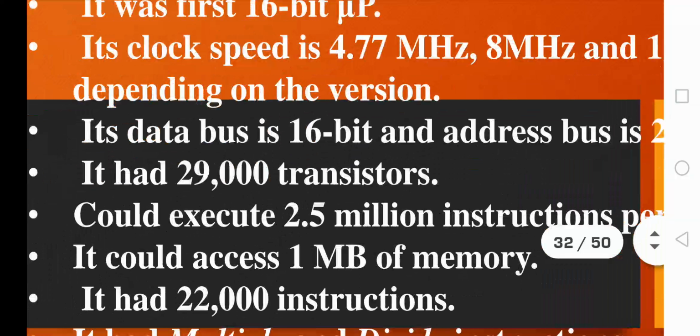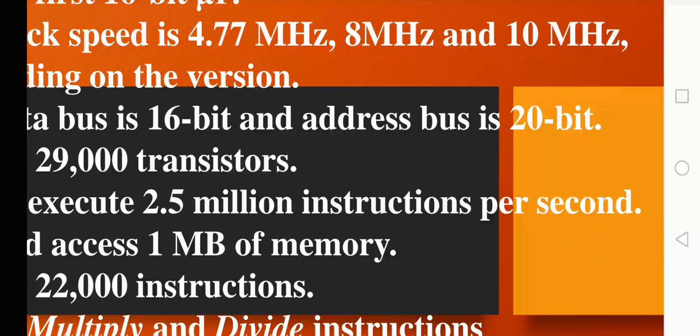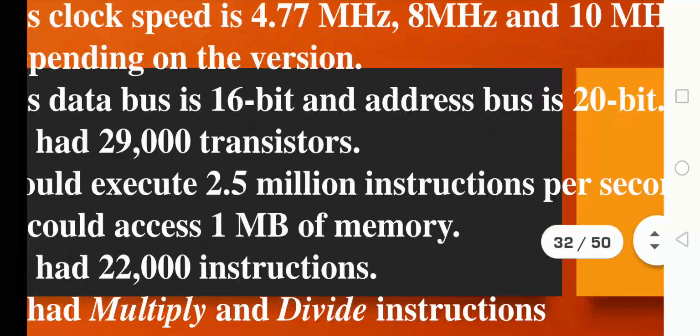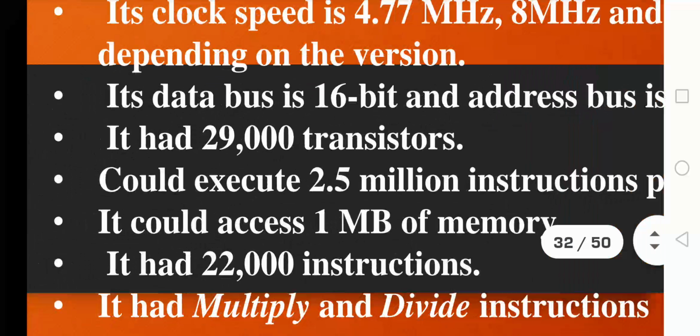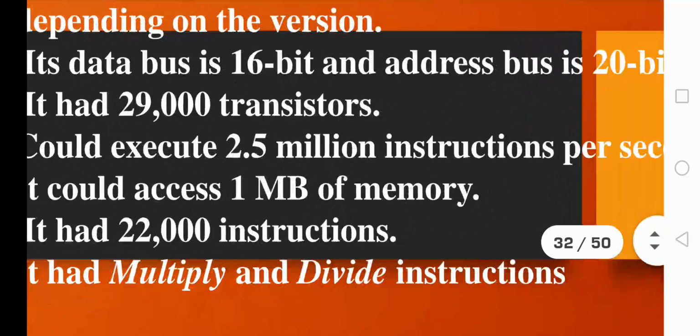Okay, the data bus capacity is 16-bit and the address bus capacity is 20-bit. All those things regarding this bus structure we'll be studying in the upcoming videos. So simply be aware that the 8086 microprocessor has a 16-bit data bus and a 20-bit address bus. And for the fabrication of this 8086 processor, they used 29,000 transistors, and they were able to execute 2.5 million instructions per second.